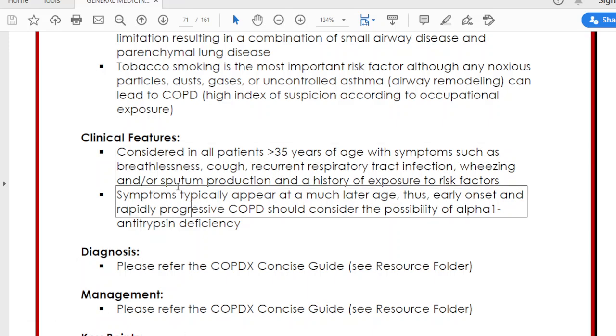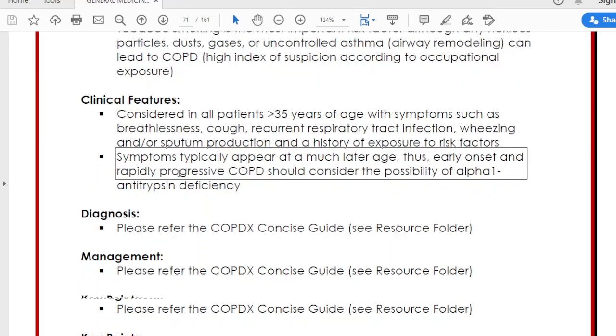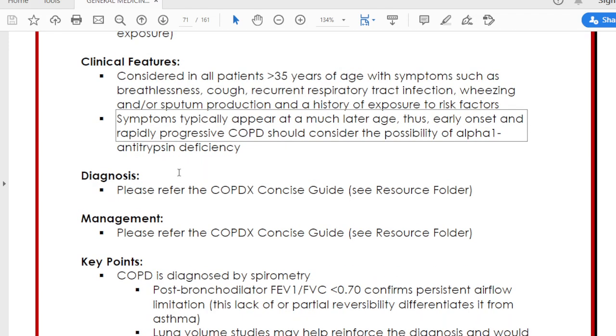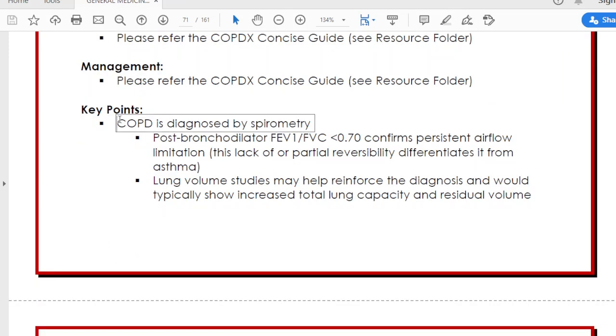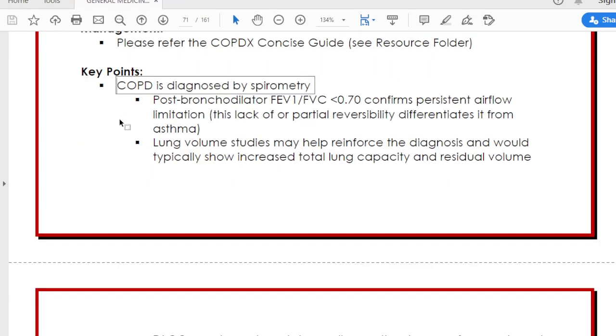Symptoms typically appear at a much later age, thus early onset and rapidly progressive COPD should consider the possibility of alpha-1 antitrypsin deficiency. Key points. COPD is diagnosed by spirometry.